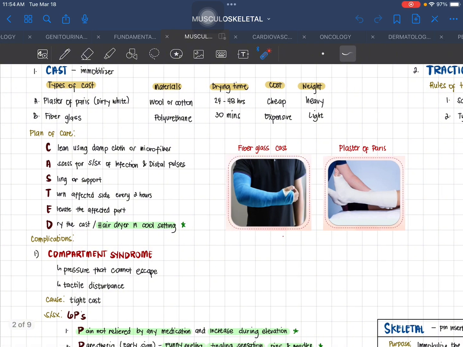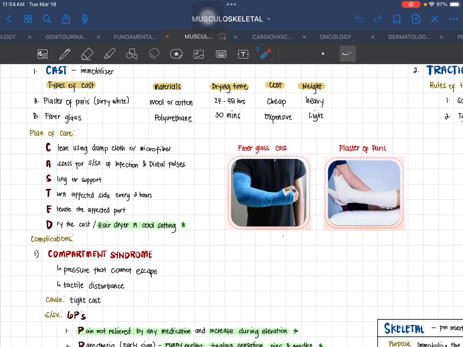So, ang plan of care sa cast, kapag may cast ka, meron tayong word na ginagamit na casted. C stands for clean using damp cloth. So, dapat damp cloth or microfiber. A is to assess for signs and symptoms of infection and distal pulses. So, assess mo kung may infection ba dyan sa may cast mo. And also, syempre, i-assess mo rin yung distal pulses kasi baka wala ka ng circulation.